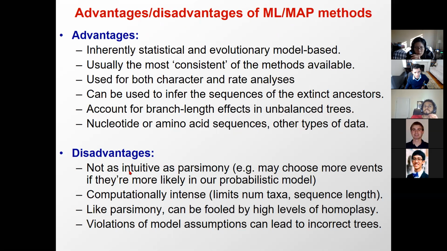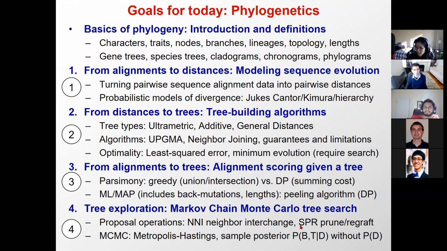The disadvantage is that it's not as intuitive as parsimony. So you might choose more events if they're more likely in the probabilistic model, and they're computationally very intense. So this limits the number of taxa and the sequence length that you can use. And just like parsimony, they can also be tricked by high levels of homoplasy, as basically if you have convergent evolution. And any violation of the model assumption can also lead to incorrect trees.